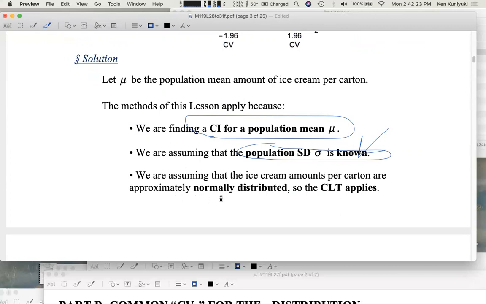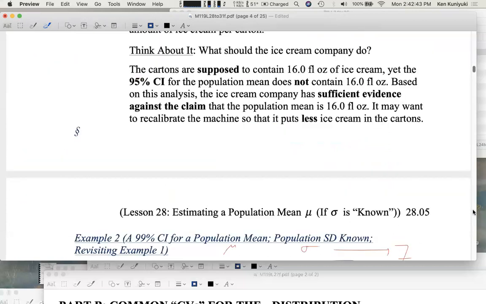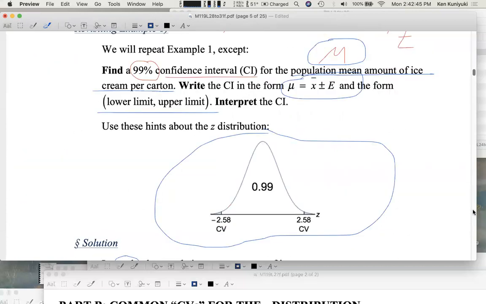And we're going to assume that the CLT applies. We know the CLT applies here because we're assuming that the Big Daddy distribution was about normal. If you were to look at these various cartons of ice cream, we're assuming that the distribution of these ice cream amounts is normal, or about normal. So the methods of this lesson, lesson 28, will apply.